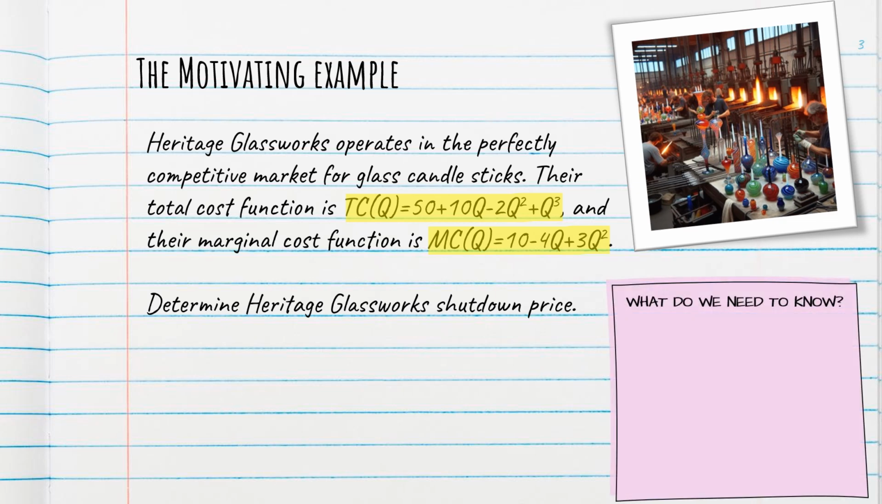What do we need to know in order to answer this question? Ideally, we have the total cost curve. Sometimes we'll also have the marginal cost curve provided in addition. Of course, we can always find the marginal cost curve from the total cost curve.